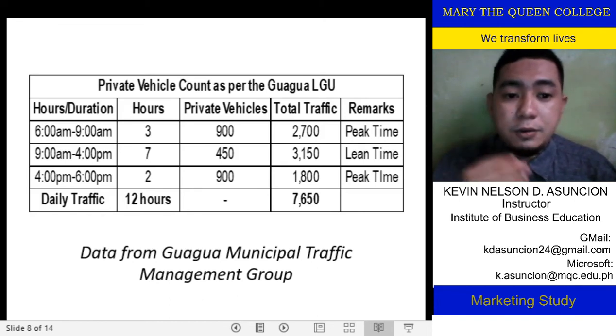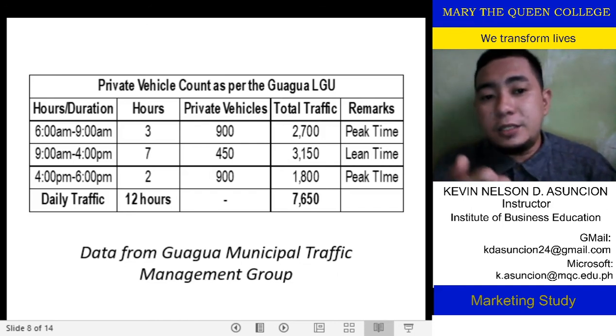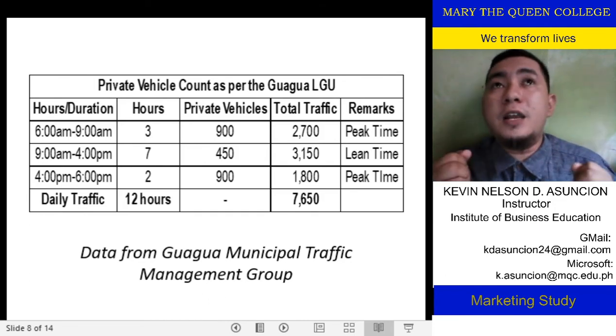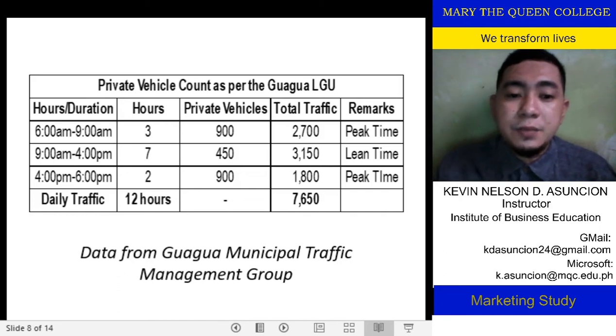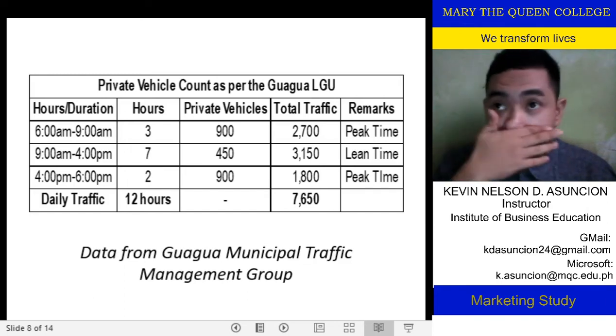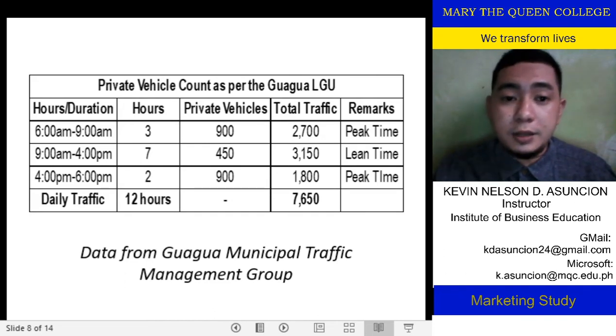So nagtanong ang researcher na to, ilan yung mga sasakyang dumadaan dun at kung anong oras. So you can see this data is provided by the Guagua Municipal Traffic Management Group. So you have now a very reliable data from a secondary source for your research. Okay? So, katulad ng mga ibang researches ninyo, you can get your data coming from publications, from statistics, especially the National Statistics Authority, kung sa Guagua nga ang target market.